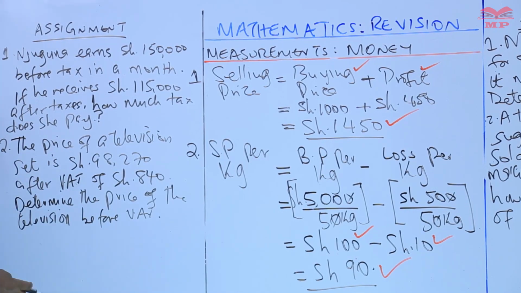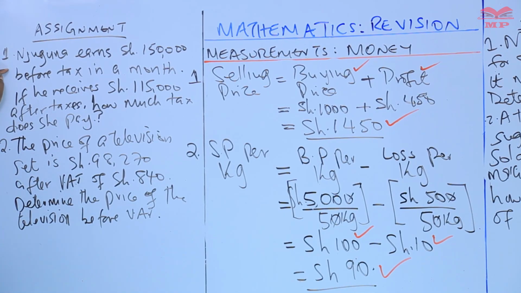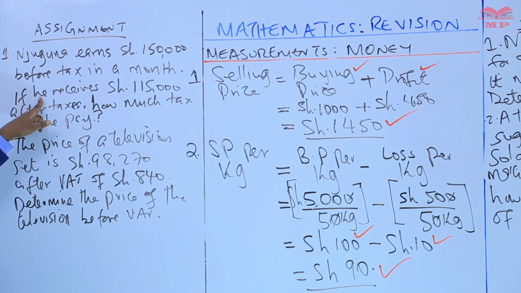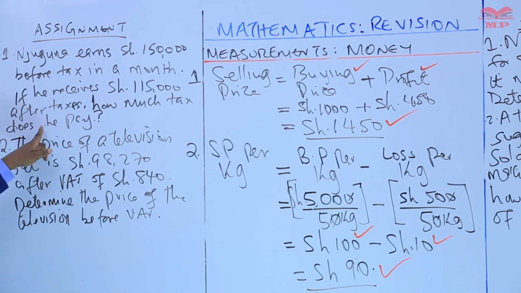So here is today's assignment. Njuguna earns 150,000 shillings before tax in a month. He receives 115,000 shillings after taxes. How much tax does he pay?